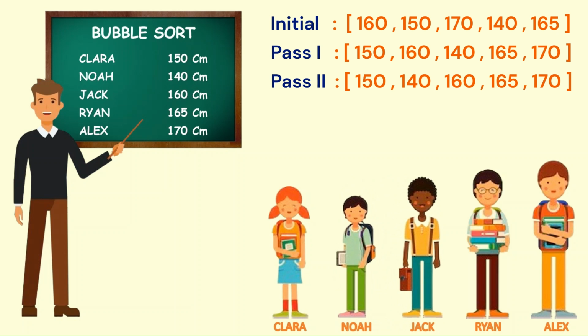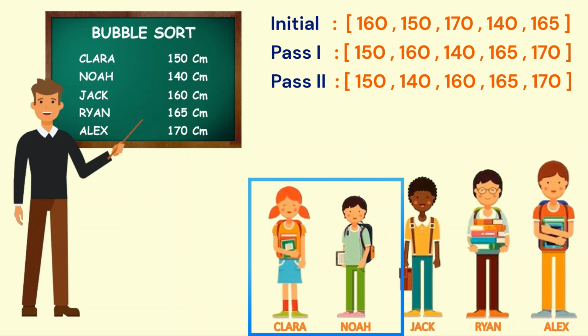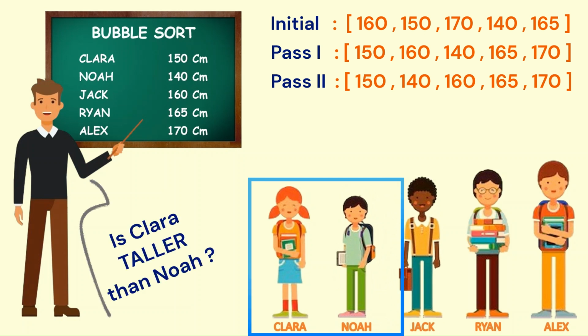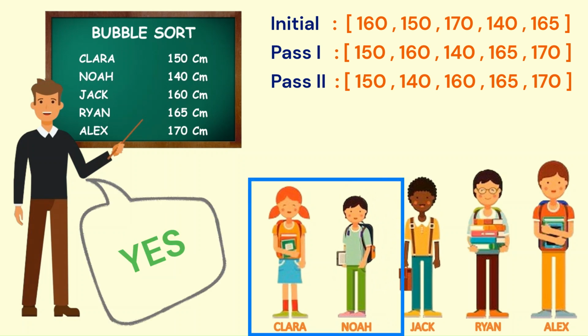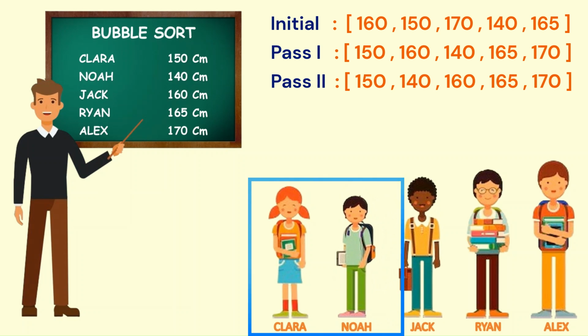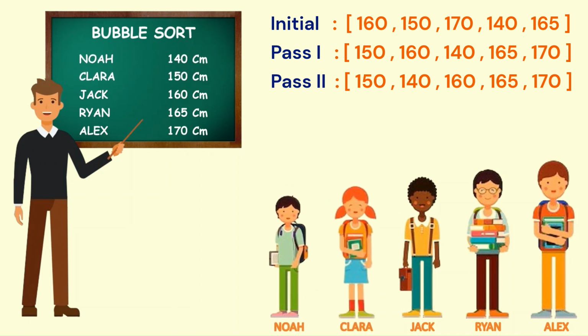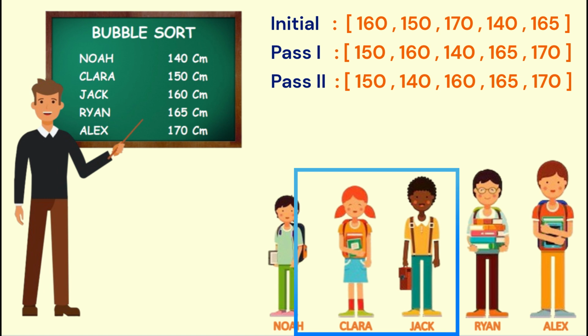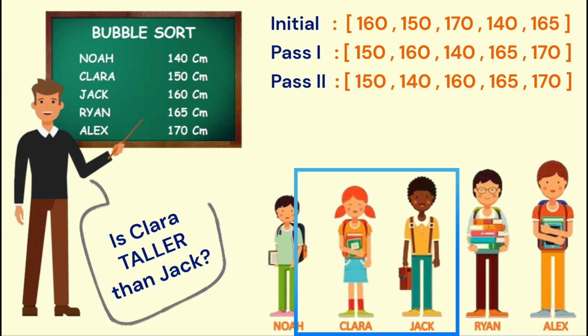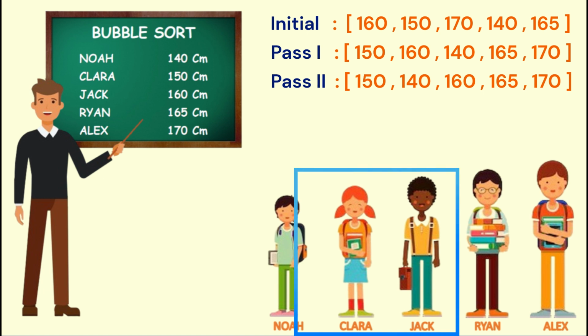In pass 3, we compare the first two students, Clara and Noah. Is Clara taller than Noah? Yes, she is. So, we'll swap their positions. Clara will move to Noah's spot, and Noah will take Clara's place. Next, we compare Clara and Jack. Is Clara taller than Jack? The answer is no, so we won't swap them.